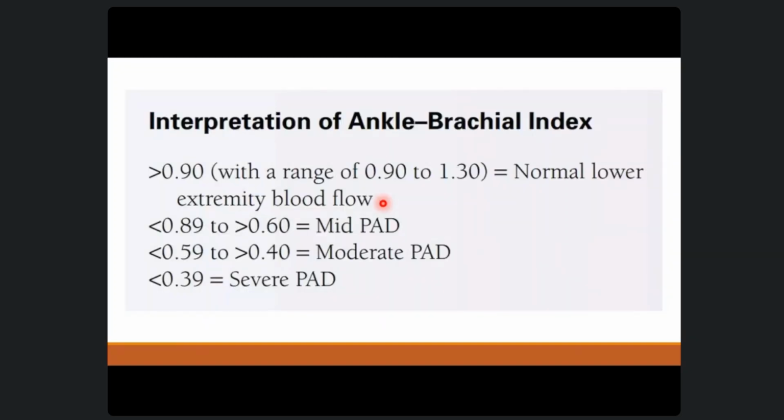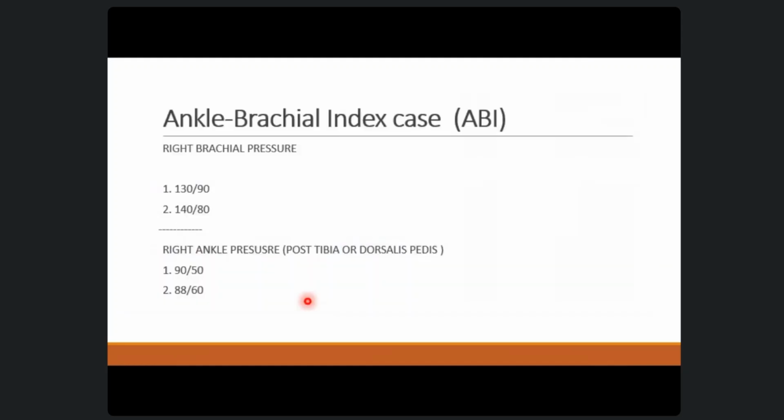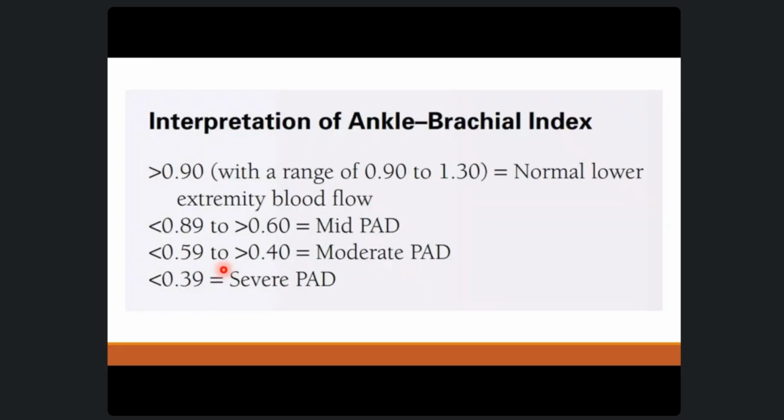Okay. This is the interpretation of your ABI. So more than 0.9 is your normal. The rest, just memorize. So this one, let's try this. Can you do it? Okay, get the average of this one, so that at least you can apply it and I'm not just wandering around here in front.